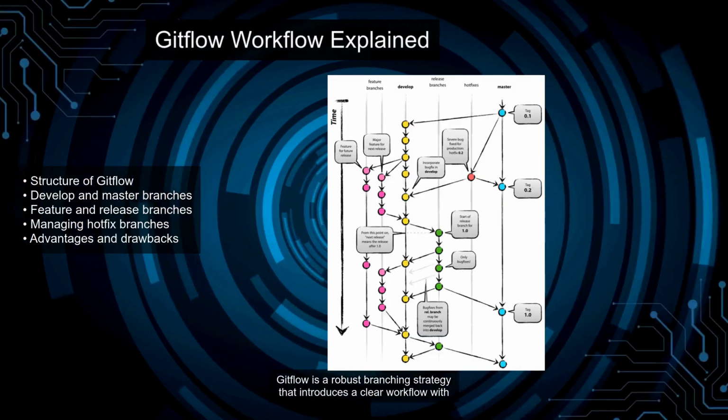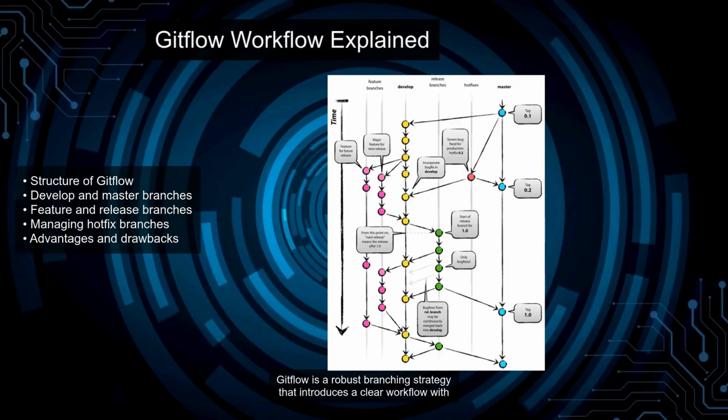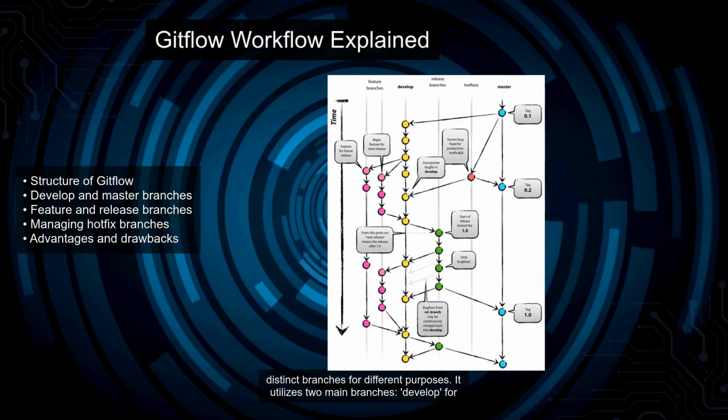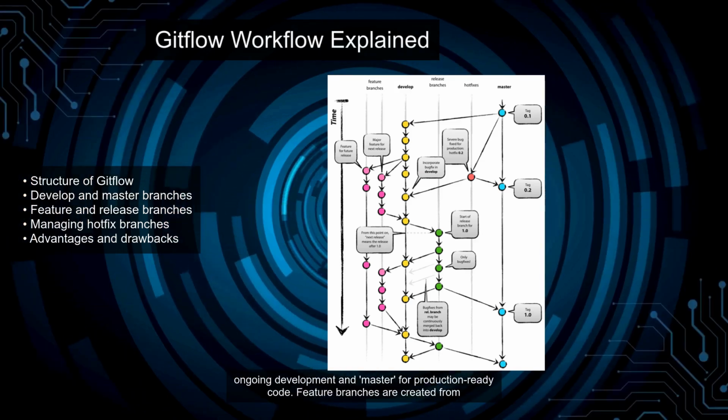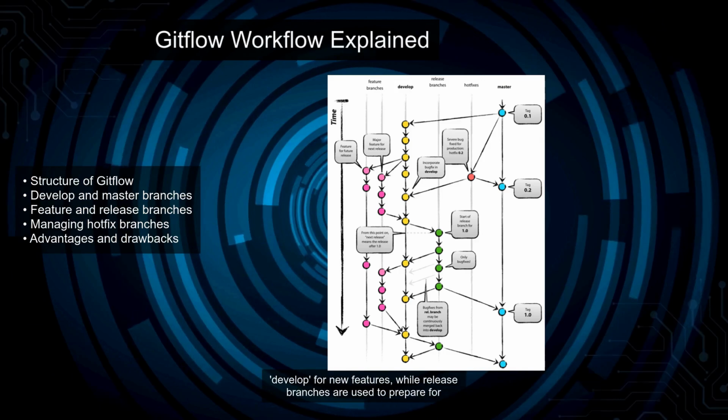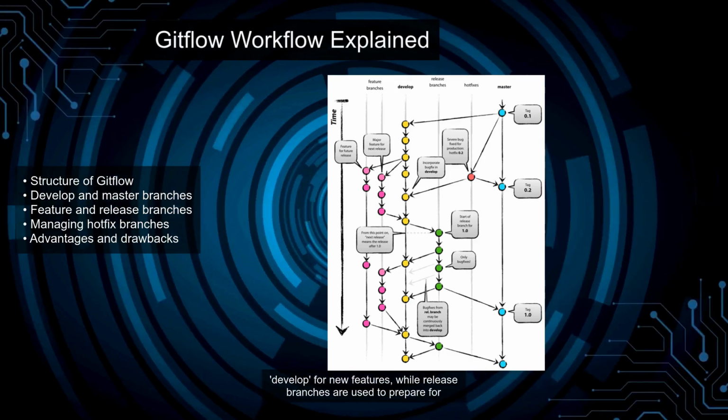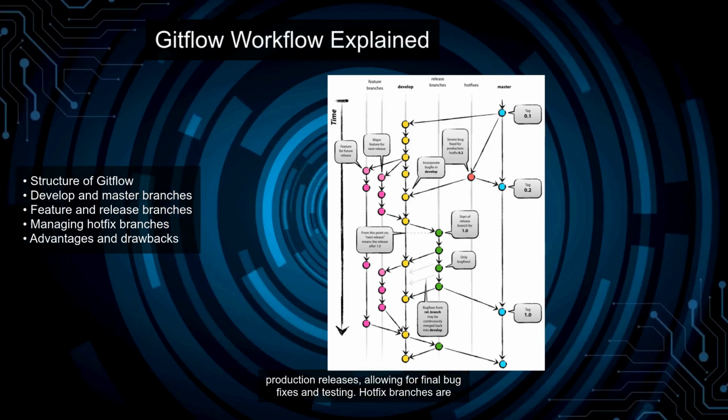Gitflow is a robust branching strategy that introduces a clear workflow with distinct branches for different purposes. It utilizes two main branches, develop for ongoing development and master for production-ready code. Feature branches are created from develop for new features, while release branches are used to prepare for production releases, allowing for final bug fixes and testing.